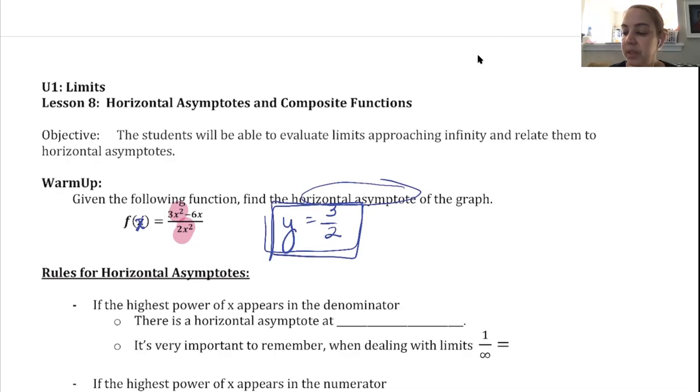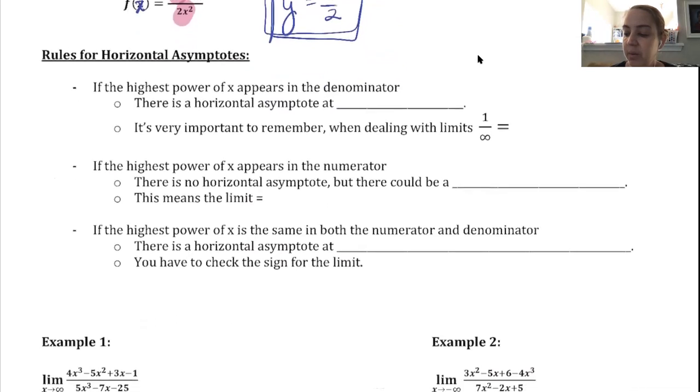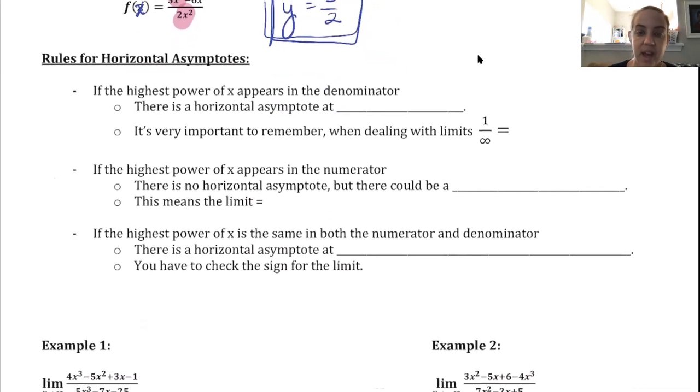And so a couple of rules. Let's try to combine what we did in pre-calculus with some of these calculus ideas. If the highest power of x appears in the denominator, there's a horizontal asymptote at y equals 0. This is how you learned it in pre-calculus. It's very important to remember when dealing with limits that 1 over infinity is equal to 0. If the highest power of x appears in the numerator, there is no asymptote, but there could be, there doesn't have to be, a slant asymptote.